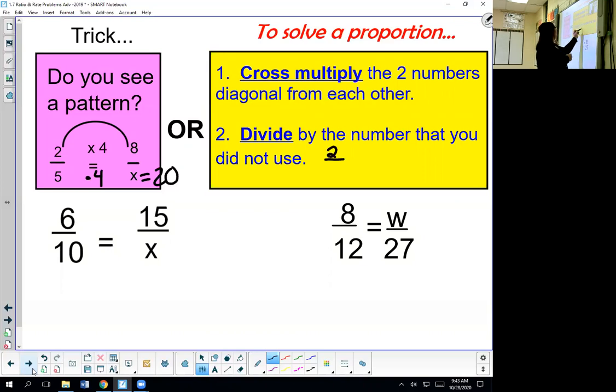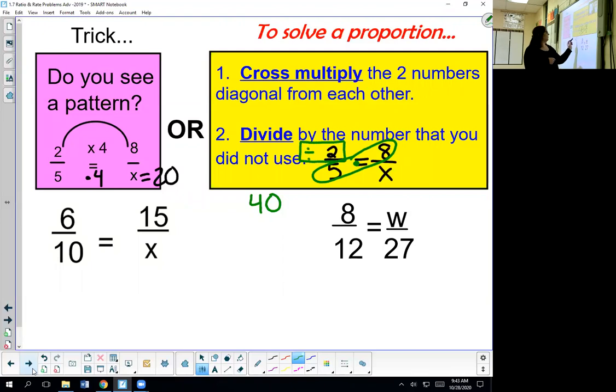If I have 2 over 5 and I want to know what it is 8 over x. So say I don't want to do the trick over here. What you can do is cross multiply the two numbers you have. I have 8 times 5, right? I know 8 times 5 is 40, right? And then you divide by the number that you didn't use. So you divide by 2, cut it in half. And again, we get 20 here. It's called cross multiply divide.